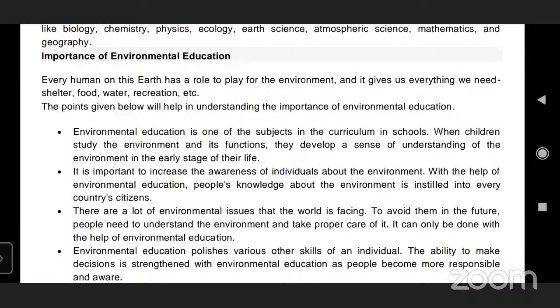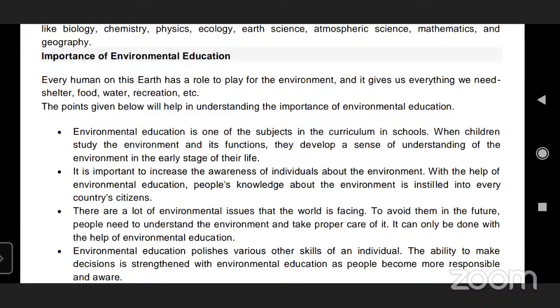But to avoid them in the future, people need to understand the environment in a deeper sense, and also take proper care of the environment. It can only be done with the help of environmental education. So these things should be known when we are aware of the environment, when we are knowing the facts about the environment.